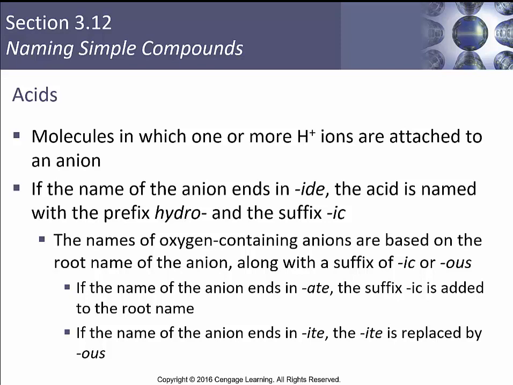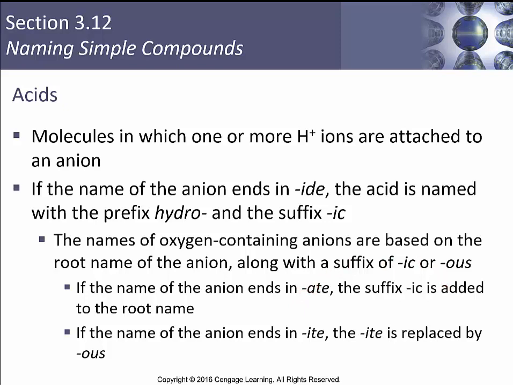The names of the oxygen-containing anions are based on the root name of the anion along with -ic or -ous. So you can have sulfuric acid or sulfurous acid, or nitric acid or nitrous acid. If it ends in -ate, you get -ic. You ate too much, you got -ic. If the name ends in -ite, the -ite is replaced with -ous. So nitrite becomes nitrous acid, and nitrate becomes nitric acid.